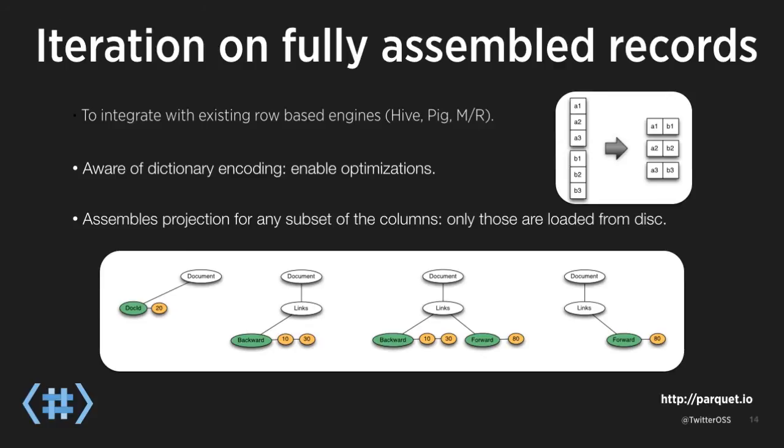So there are several APIs. The main API is one where you can iterate on fully assembled records, and that's the one we use for reading the data in Pig or in Scalding, and as you can read it also in many other frameworks. At that point, you have this columnar data, and you want to be able to assemble the records and feed them in those row-oriented frameworks.